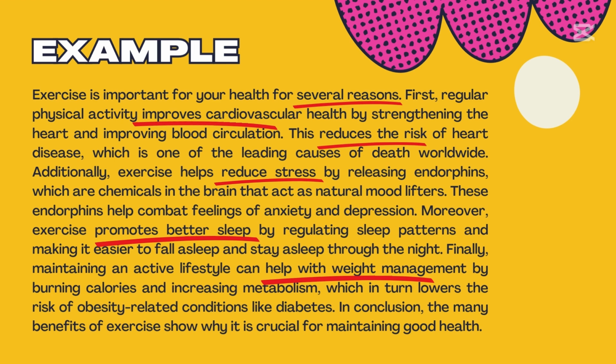Read the first sentence of the paragraph. Exercise is important for your health for several reasons. So, you can conclude that the main idea is exercise is important for your health. That's it. You can leave the rest of the sentence, like for several reasons. Just leave it. We just need the keyword of it. Alright.